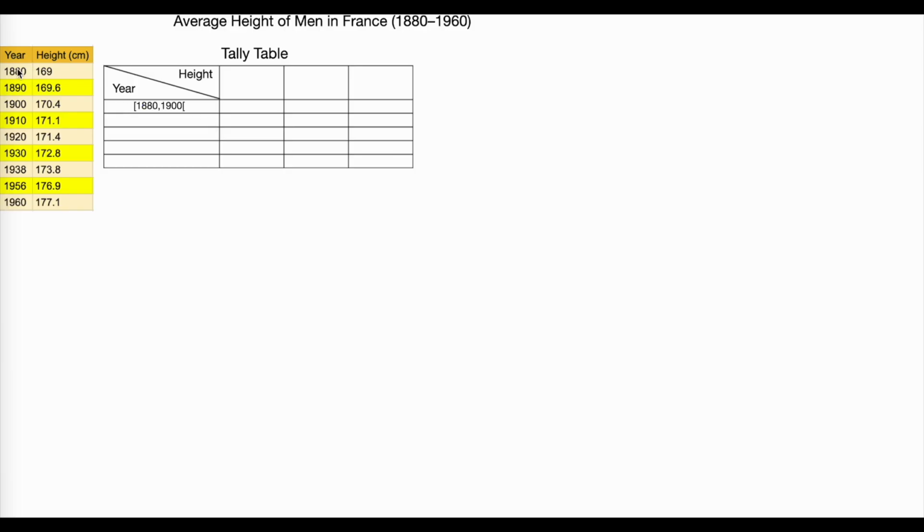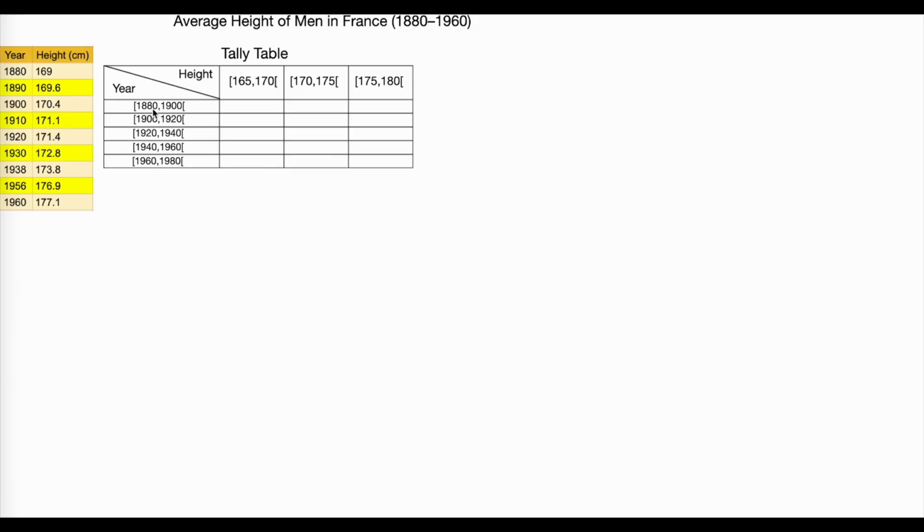We're looking at between 1880 and 1900. I'm going up by 20s: 1880 to 1900, 1900 to 1920, 1920 to 1940, 1940 to 1960, 1960 to 1980. We're looking at the heights of people: 165 to 170, 170 to 175, 175 to 180, and that encompasses all the data. Always try to go up by 5s when you can, but going up by 10s or 20s is fine. So 1s, 2s, or 5s. Here we're going up by 20s.